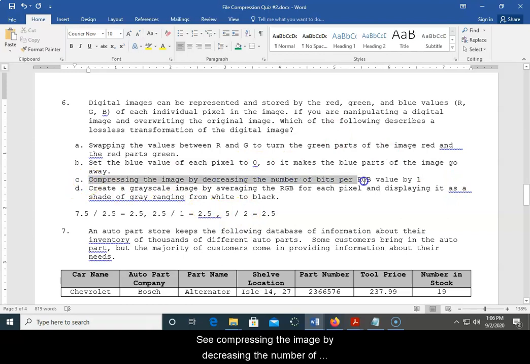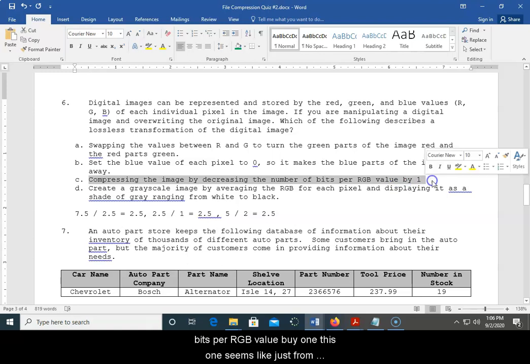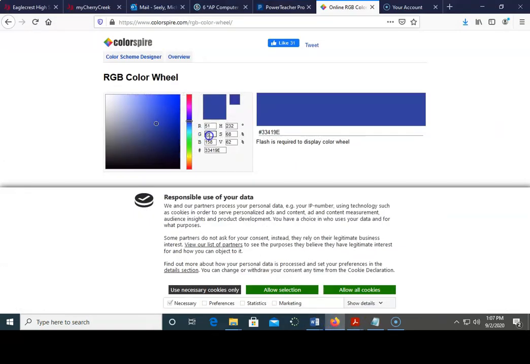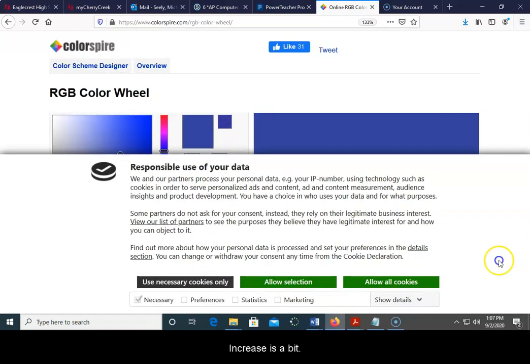C, compressing the image by decreasing the number of bits per RGB value by 1. This one seems like just from the wording that it would be correct because you're going, well, I'm just removing 1 bit, and couldn't I just add that 1 bit on? All right, so the answer is no, and let's talk about why and what these color wheels are doing, okay? So let me increase this a bit.